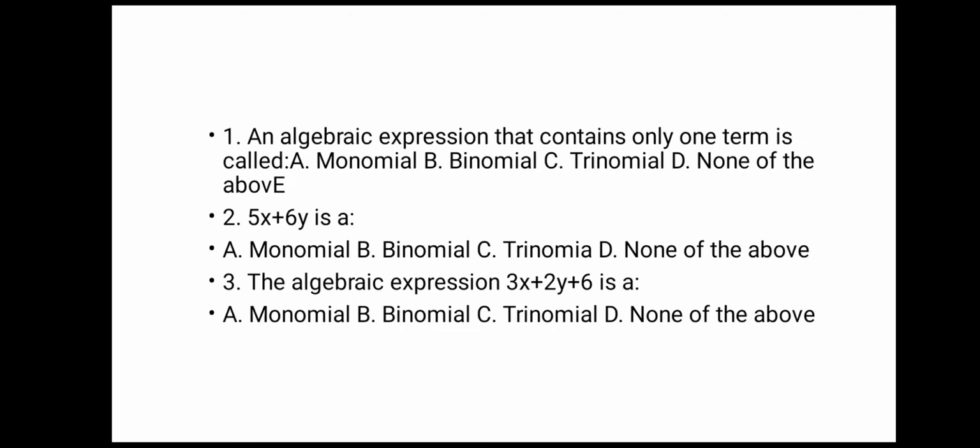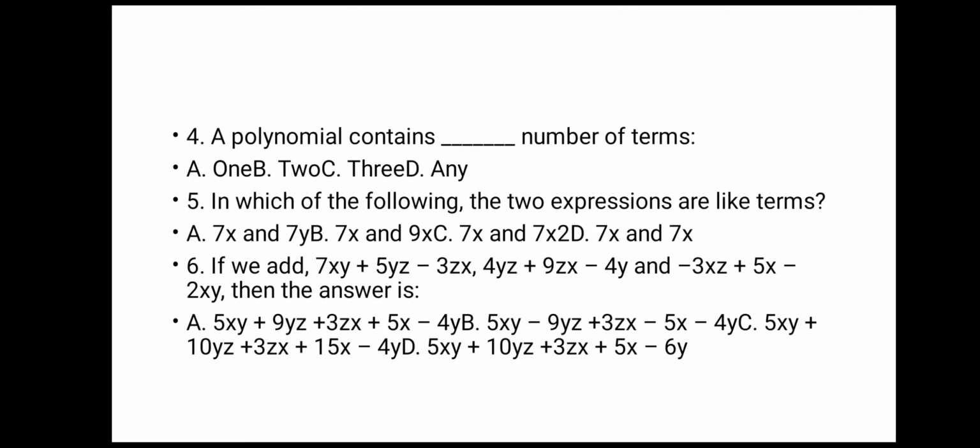Similarly, next one: 5x plus 6y is a monomial, binomial, trinomial, or none of the above. Your time starts now. 3, 2, 1. Yes, what's the correct answer? B, binomial. And I know the third one you will answer correctly, so I am keeping it for you. Moving with the next one.